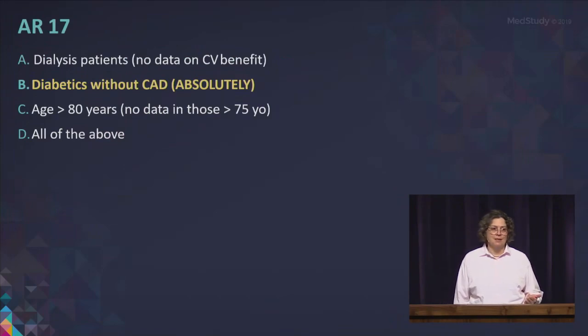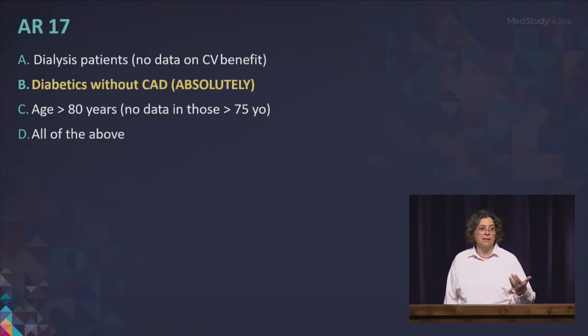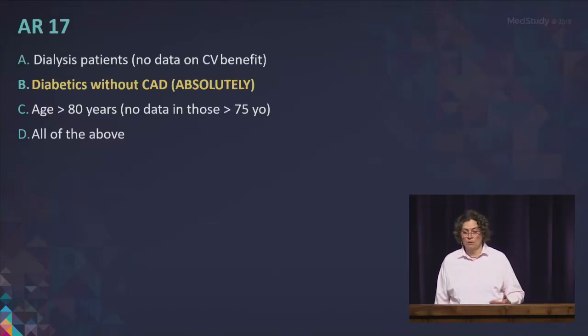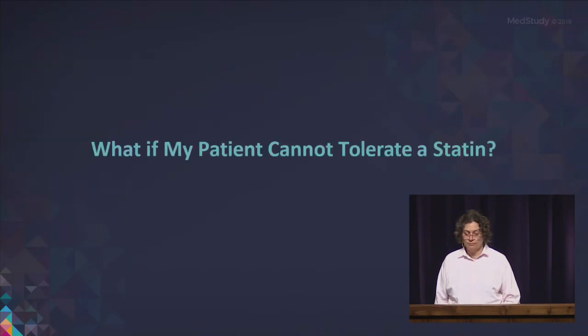There's no data on dialysis patients. And, you know, I wouldn't say that you should avoid statins, but it's going to be one of those groups that we just don't have enough data to say that when they're on dialysis, they still need statin therapy. We don't have a lot of great studies that include people over 80 years old. So that's just limitations of the studies that we have out there. And so of those, the only one that was proven statin benefit group is diabetes without known coronary artery disease.